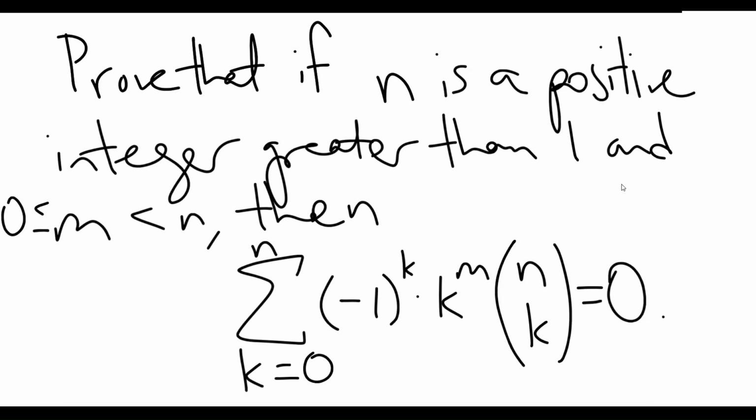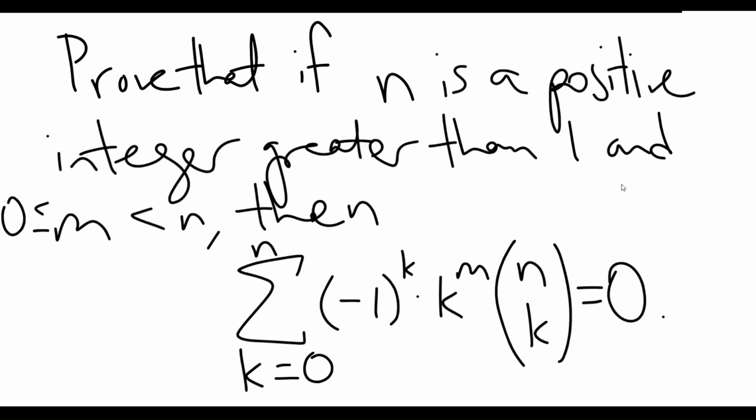In this video, we're going to be proving a little combinatorial identity. It says that if n is a positive integer greater than 1 and m is a non-negative integer that's less than n, then if we add up (-1)^k k^m times n choose k, we'll get 0. So you can think of m as varying from 0 up to n minus 1.